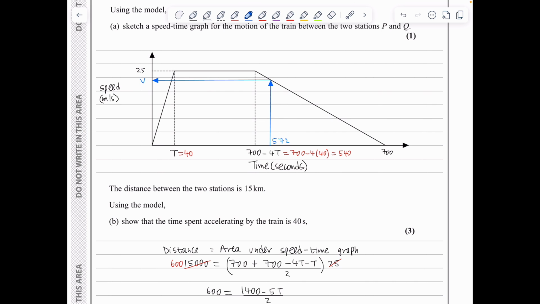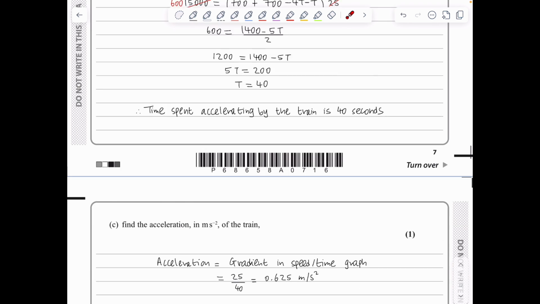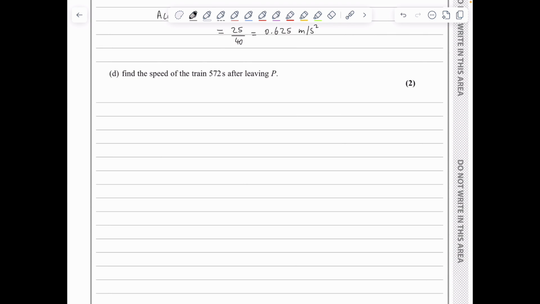One way of approaching this is through a straight line approach. So essentially we're looking at a straight line passing through (540, 25) and (700, 0), and I need to find the value of V when t is 572. So let me write down the 2 points. We've got (540, 25). That's the first point. The second point is (700, 0). I will start by finding the gradient, which is rise over run. So it's 0 minus 25 over 700 minus 540. This gives an answer of minus 5 over 32.